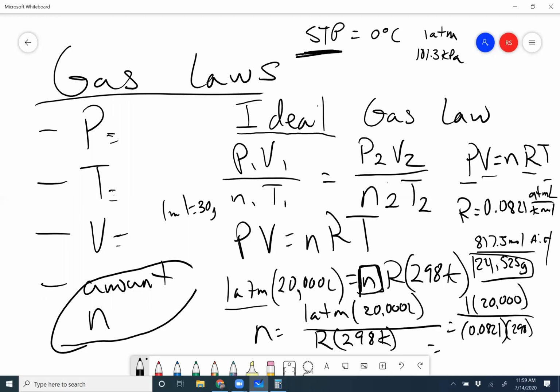That's a very small spaceship, by the way. You probably can't even fit in it. I think the International Space Station is probably close to like 2 million liters or something like that, but that was the idea. So those are the gas laws.